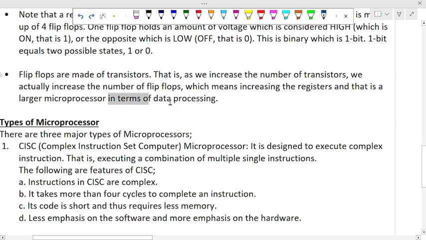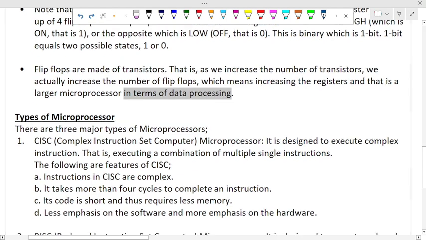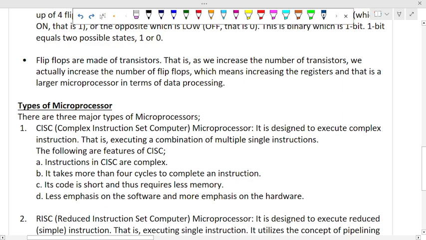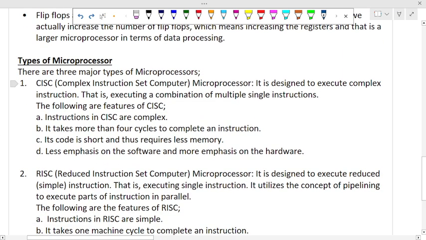This last thing is very important in terms of what? Data processing. So when we say larger microprocessor, we do not mean physically larger. We do not mean that the microprocessor will look very large when you look at it. No, that's not the meaning. It means larger processor in terms of how much data it can process. It can process 4-bit data, it can process 8, larger processor in terms of data processing. Good. I believe after watching this video you should get this, because I've repeated a lot of things.